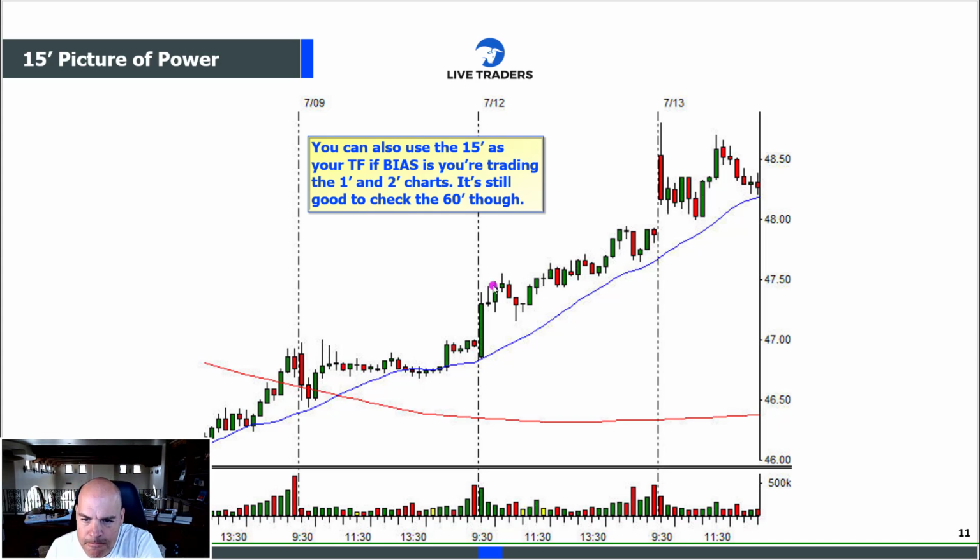Well, what's our job? Find an entry. We could just flat trade the 15-minute, or we could drill down to a 1-minute or a 2-minute and find an entry. All right? So wide range bar, moves up a little, pull back, moves up a little, breaks out, pulls back, moves up, chops around, goes higher. My point is you can use this as a bias time frame if you're on a 1 or a 2-minute.